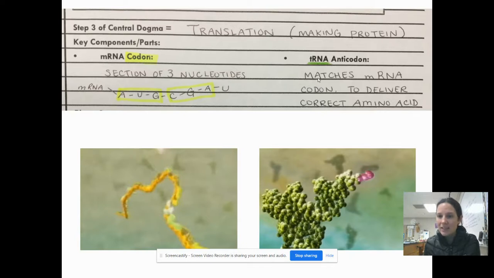tRNA doesn't have codons, it has what's called an anticodon. If you think about matter, antimatter, bacteria, antibacterial, they're opposites, right? So an anticodon is the exact matching opposite 3-letter section. And it's always going to pair up AUCG. Those are the 4 letters that are present in RNA. So it's going to match that mRNA codon to make sure that it's delivering the correct amino acid. We have to do that double check, that proofreading, to make sure that we're not bringing the wrong ingredients for our protein.